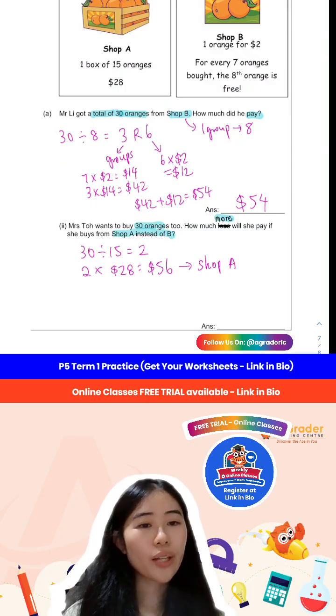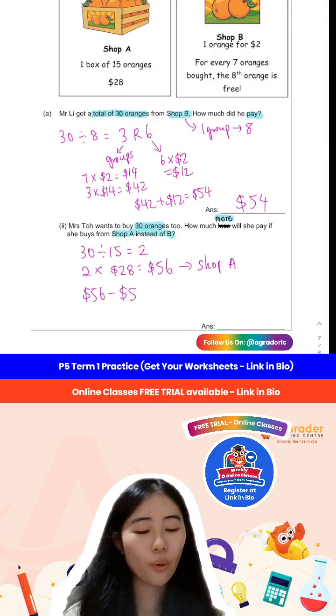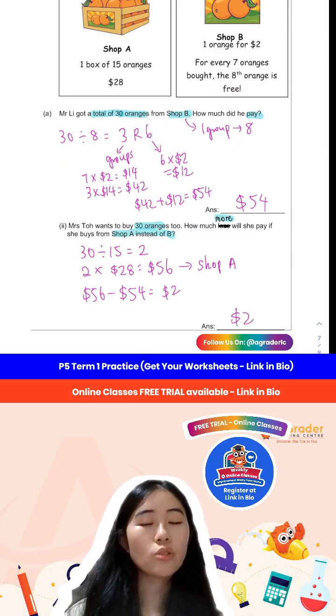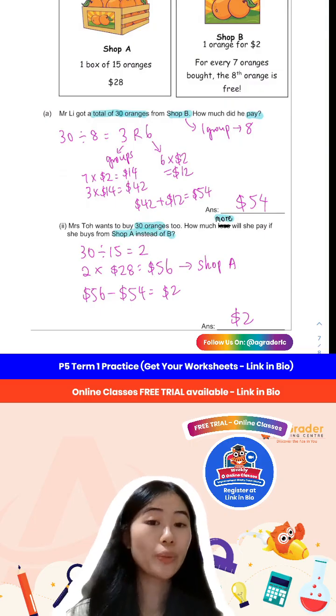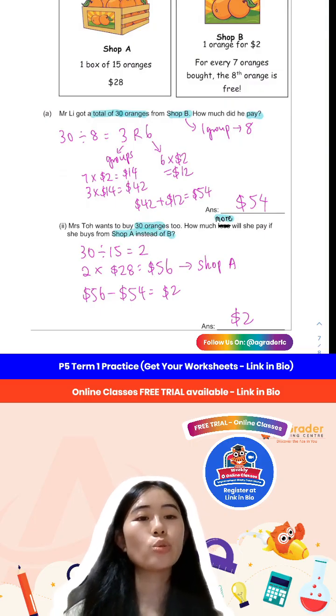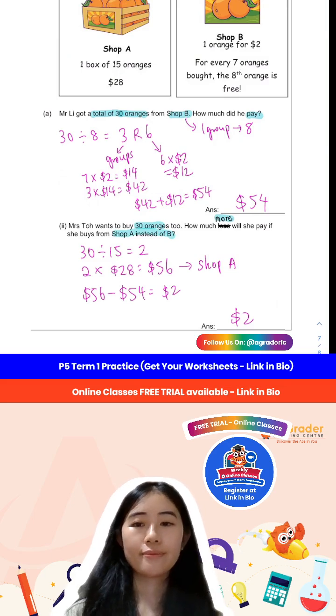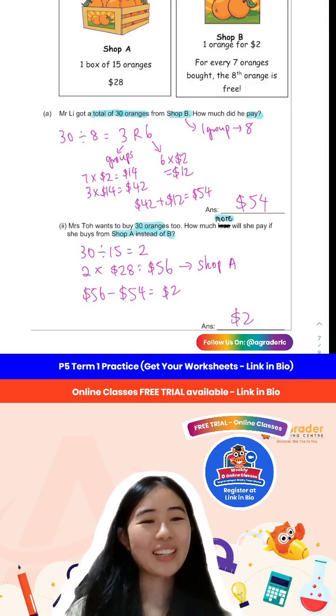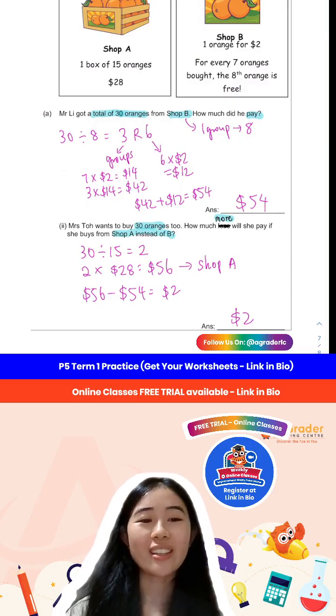Most of you can tell me that the next step is to use 56 minus 54. So that's how you get $2. The difference between shop A and shop B is $2. Shop A is $2 more expensive. Wongs, is it the same size oranges? That I'm not sure. Well, the question didn't say.